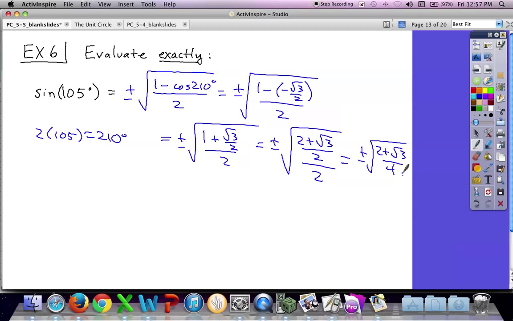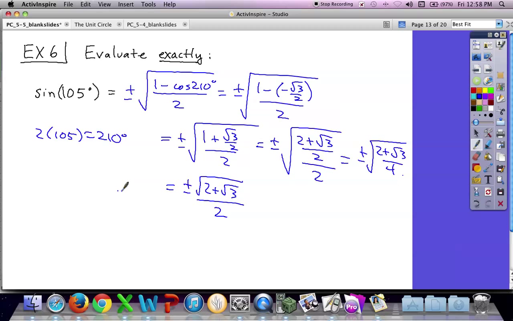So we could actually simplify that, right? The square root of 4 is 2, so that we'll be able to take that out. Plus or minus the square root of 2 plus the square root of 3, over 2. I should have written that differently. That is the square root of 2 plus the square root of 3, all over 2. And that's exact. But it's not very often that you see a square root inside of a square root.